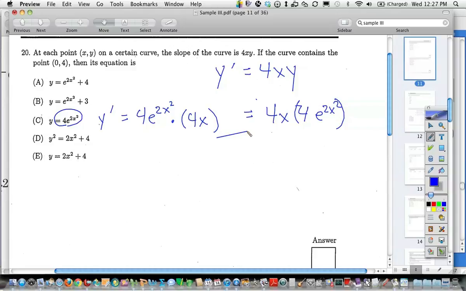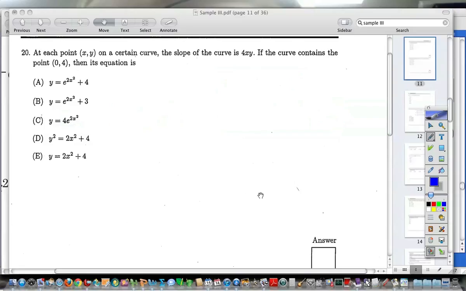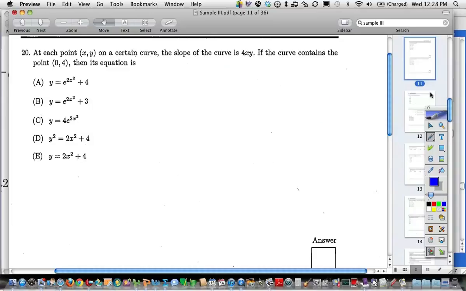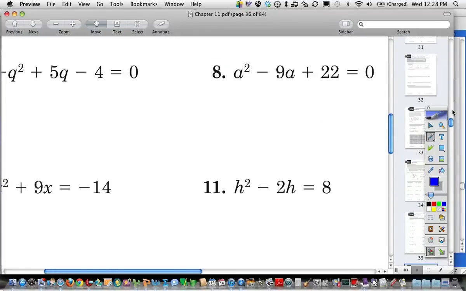So you could have got that just by checking some stuff. But we will learn in Chapter 7 how we could have solved that directly. Okay? So good job if you got that one. Any others? How about the free response?